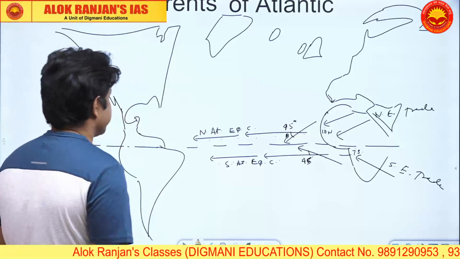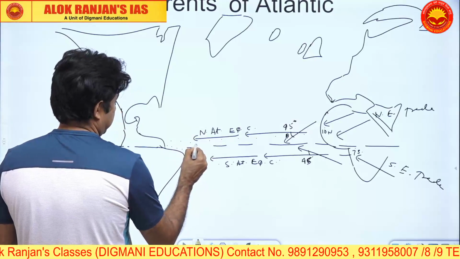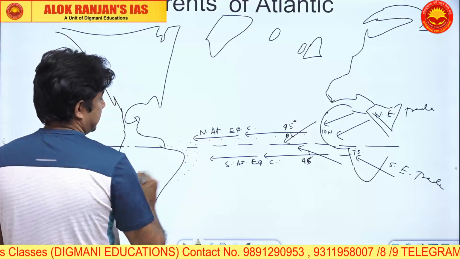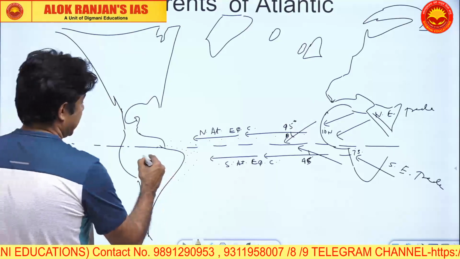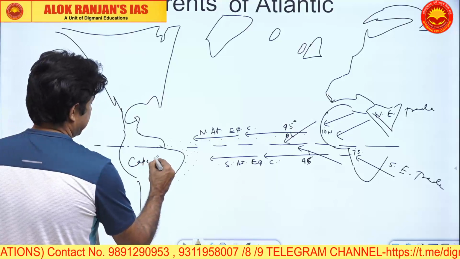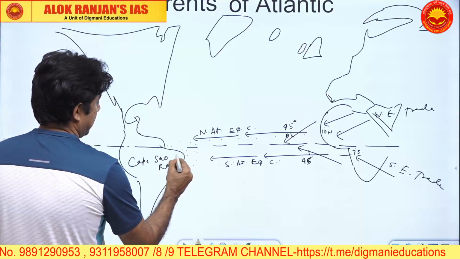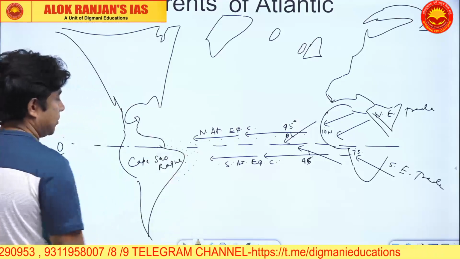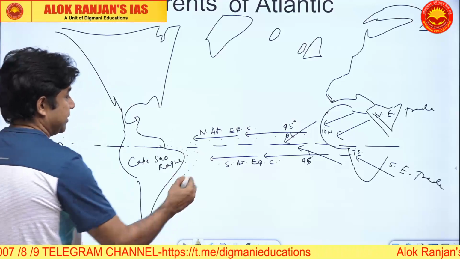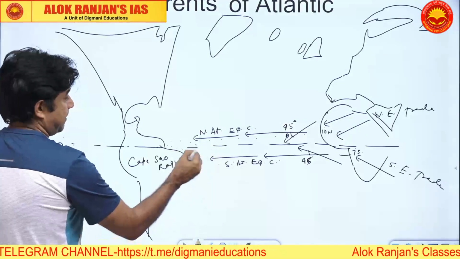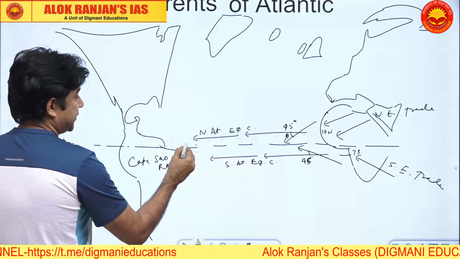Now look here, as the water accumulates in this region, this is the bulge of South America or Brazil. This is called Cape Sao Rock. This point is Cape Sao Rock. So let's talk about the South Equatorial Current. So all these two currents will compile here. Piling of water is taking place along Cape Sao Rock, and the sea level will rise.